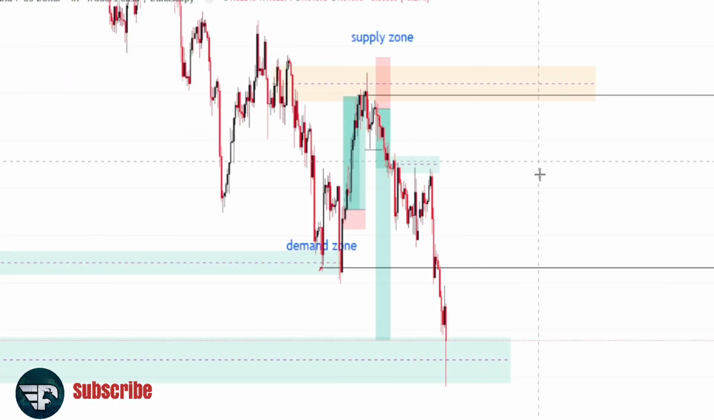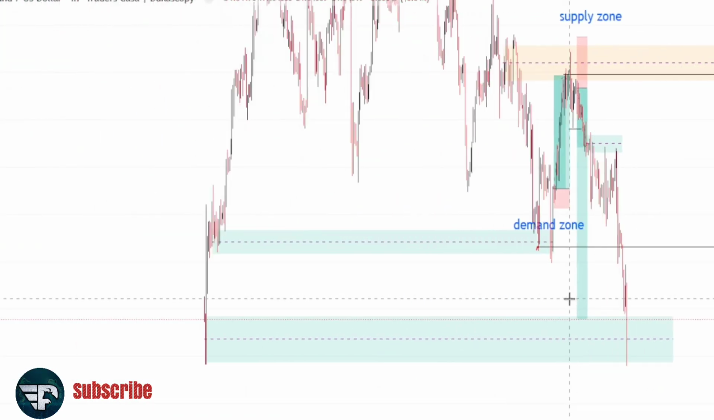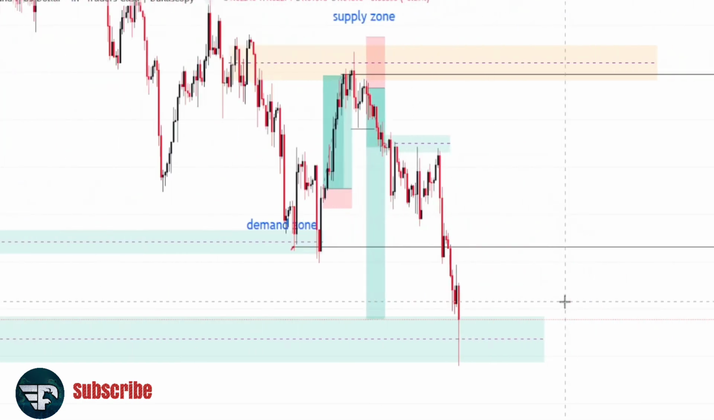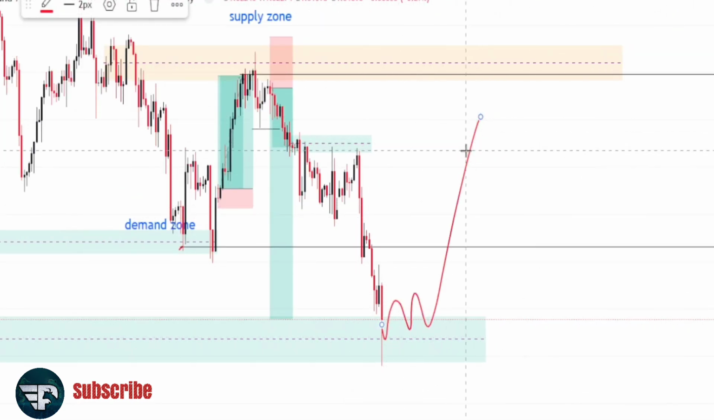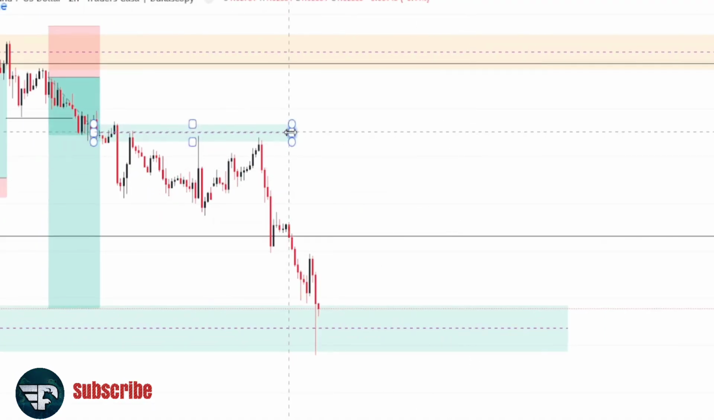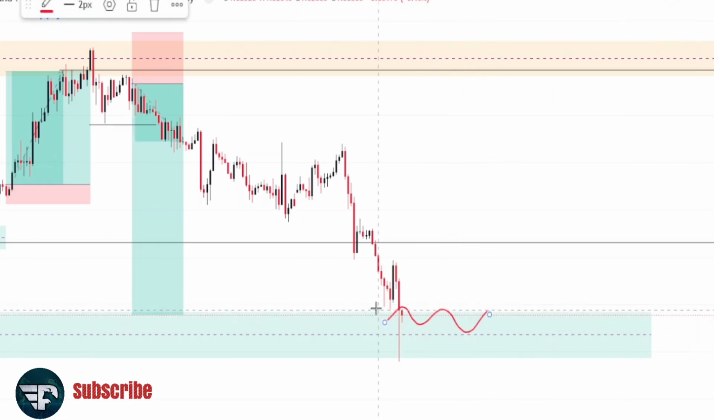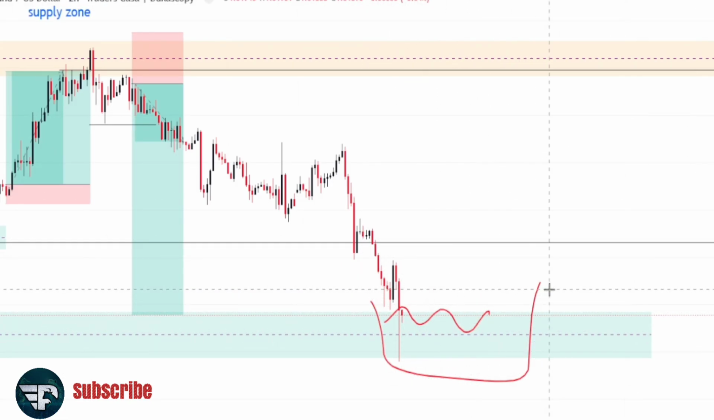Now that we have price back into the demand zone, if you want to pick a trade around this place, you should be looking for confirmation candles or confluence that price is going to reverse around this demand zone to the upside. Okay, if you pick a trade just the moment price comes into the zone, it is going to be a wrong trade because you don't know whether this zone is going to hold or not. So you need to look for more confirmations around this place before you hop on the trade.